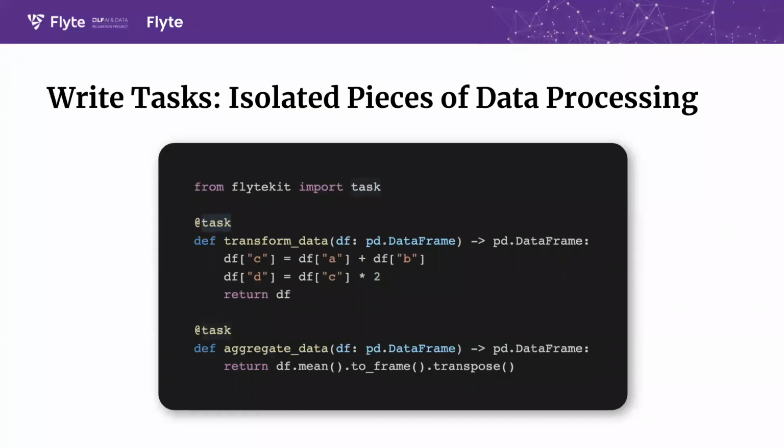And so you write tasks, which are isolated pieces of data processing or computation. And here we're using FlyteKit, which is the Python SDK for Flyte. And here we're decorating our two functions with the add task decorator. And what that does is you can think of it as a Docker container that wraps all of that code and then runs it somewhere in some arbitrary to-be-determined location. Here we're just transforming data and aggregating it. So like a simple toy example.